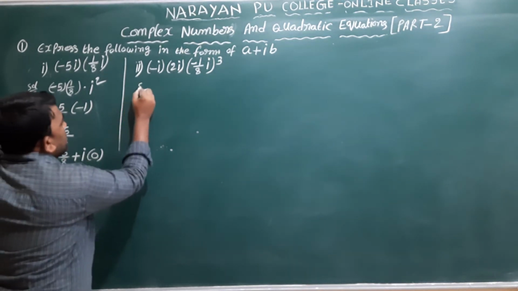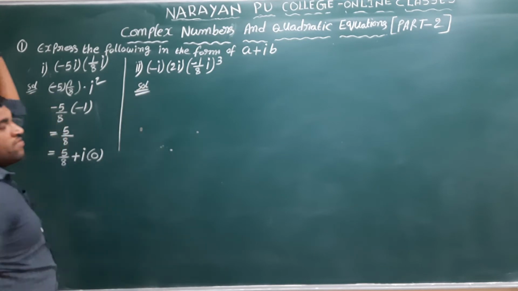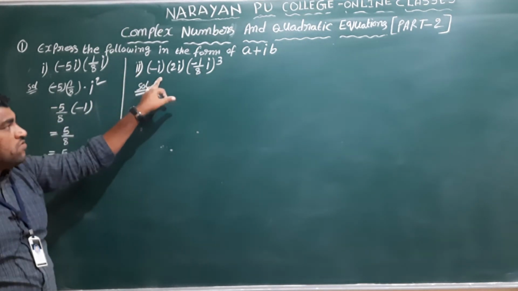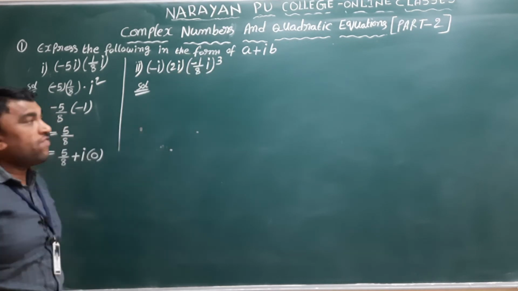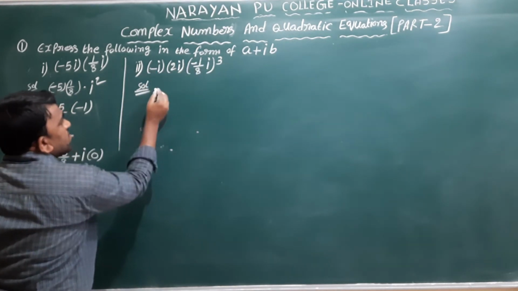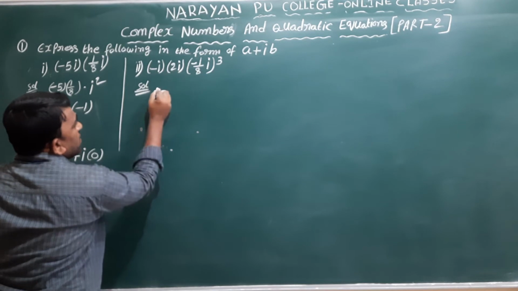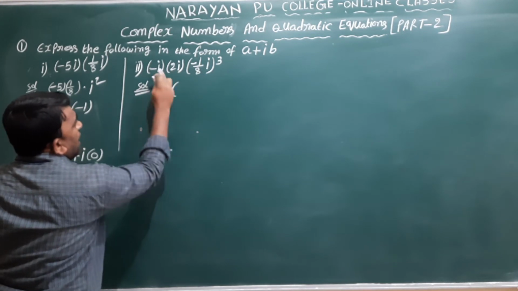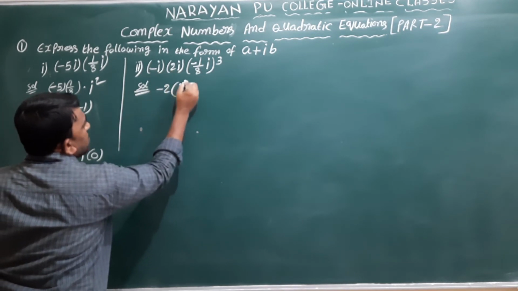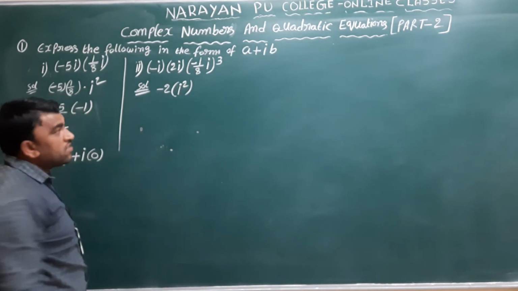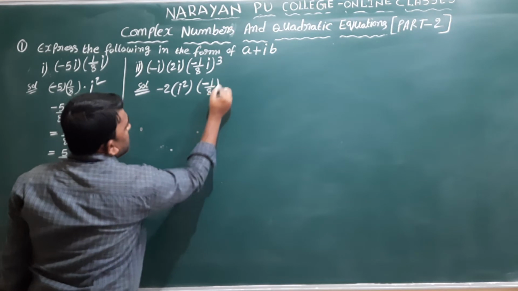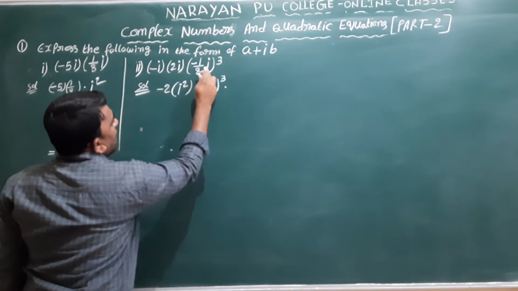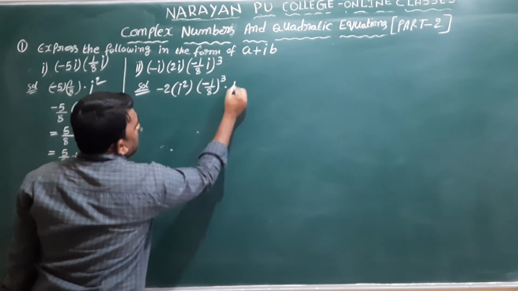Now the second part: minus i into 2i into minus 1 by 8 i whole cube. First, the product of these two: minus i into 2i gives minus 2 into i square. Then this one we can write as minus 1 by 8 whole cube into i power 3, i cube.